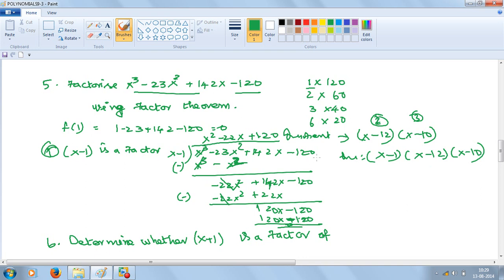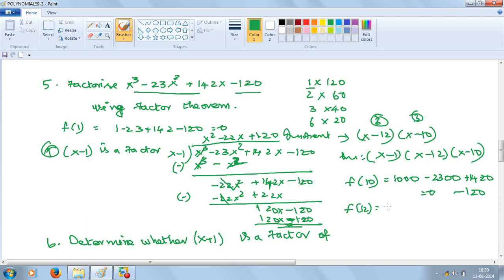Now we have to check whether we are using the factor theorem. Simply now you try with f of 10. f of 10 will become 10 cube minus 23x squared, 2300, plus 142 multiplied by 10 minus 120. We just add it and see these two are minus, so this is 2420 plus this 220 minus, is equal to 0. So what is f of 12?